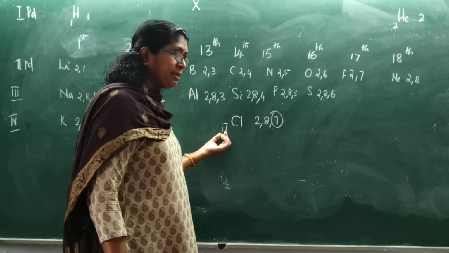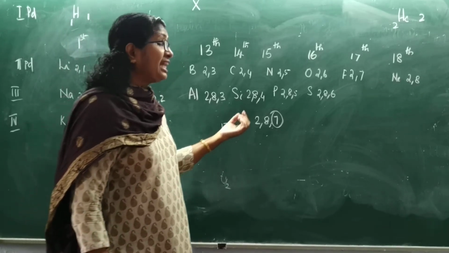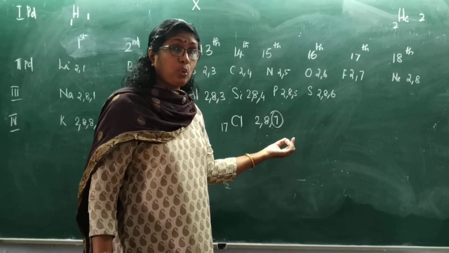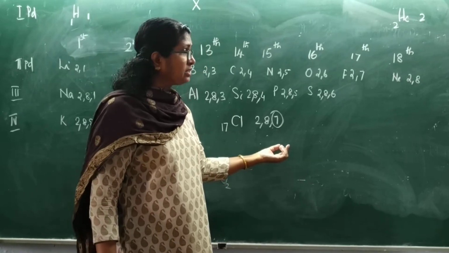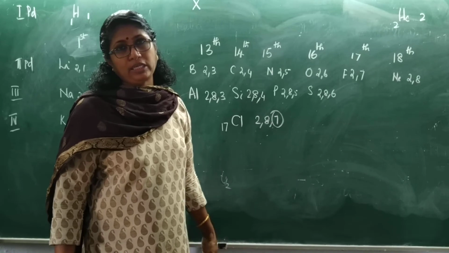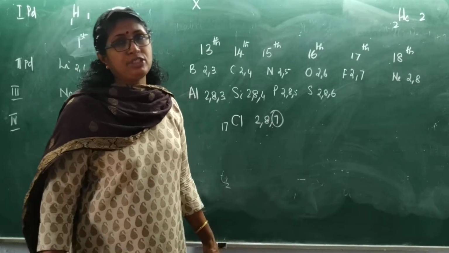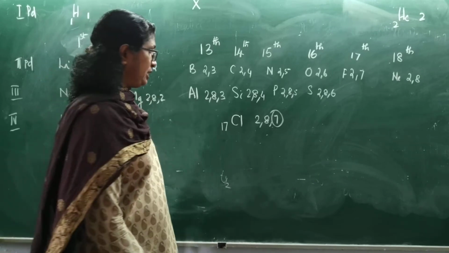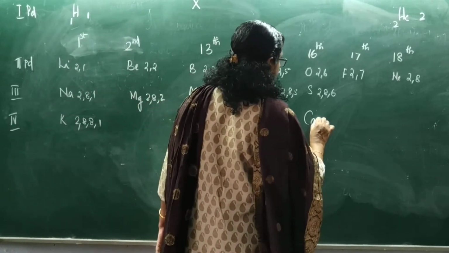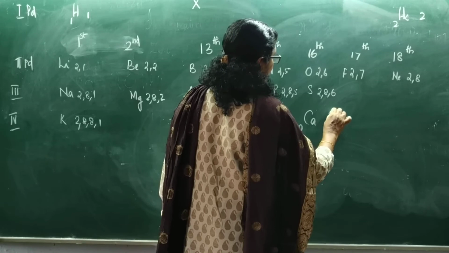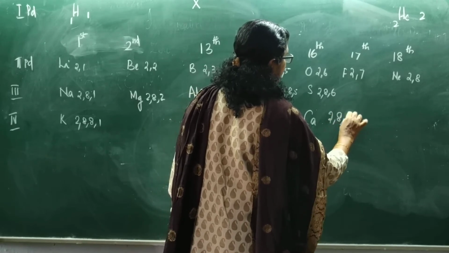So if you know the atomic number, you can identify the group and period to which it belongs and its position in the periodic table. So the position of an element in the periodic table is based on electronic configuration. Another example I will tell you, calcium, atomic number 20. The configuration is 2 8 8 2.